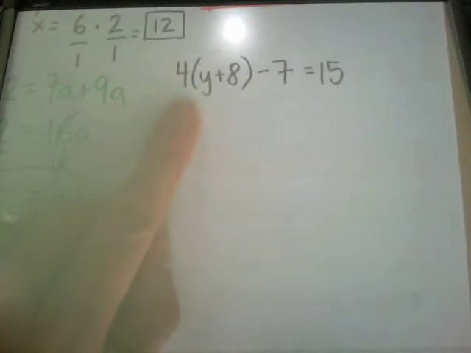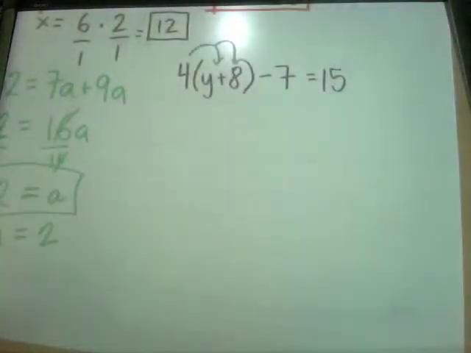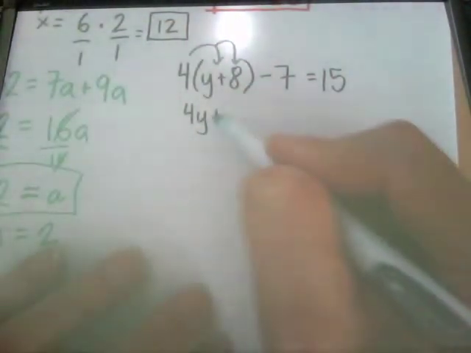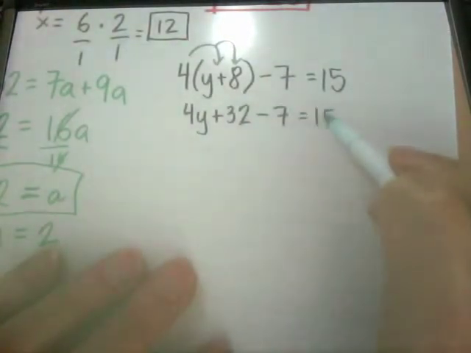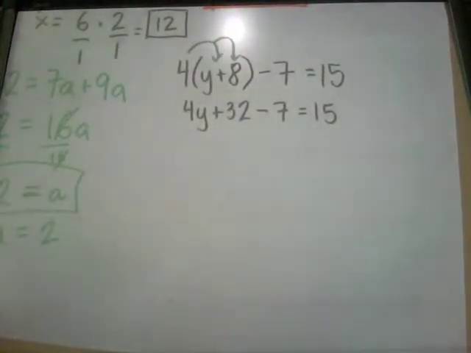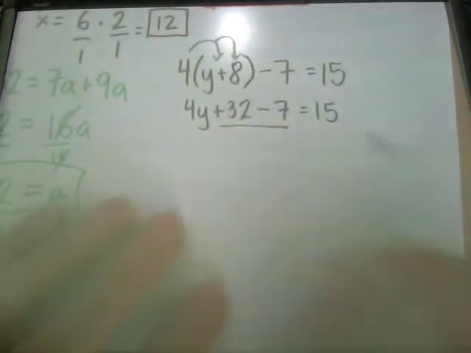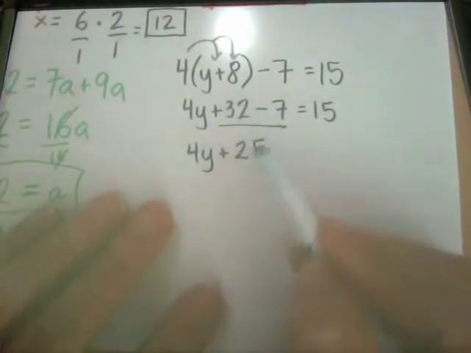First would be to do the distributive property with this 4. I can't add the y plus 8, so if I distribute that 4 by multiplying it by both parts, 4 times y, 4y. 4 times 8, 32. I keep the minus 7, and the equals 15. Now, is there something I could simplify here? Leanna? 32 minus 7. Yeah, I can do this math. I'm not moving them. I'm not doing the opposite. They're on the same side of the equal sign. So I just do the math on 32 minus 7, and I get 25.